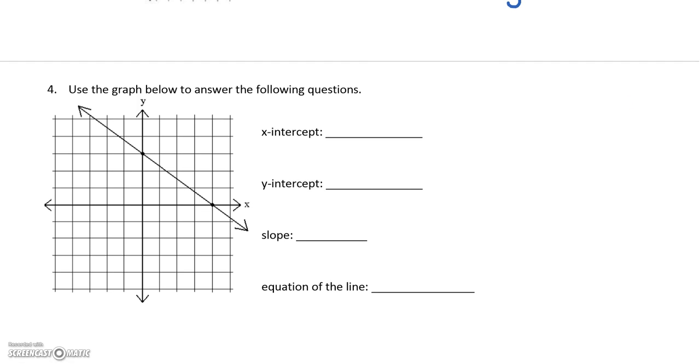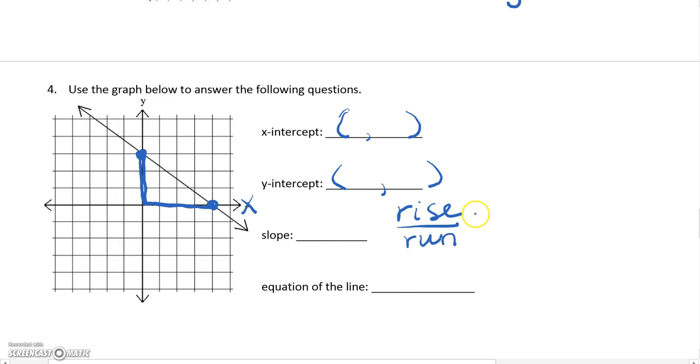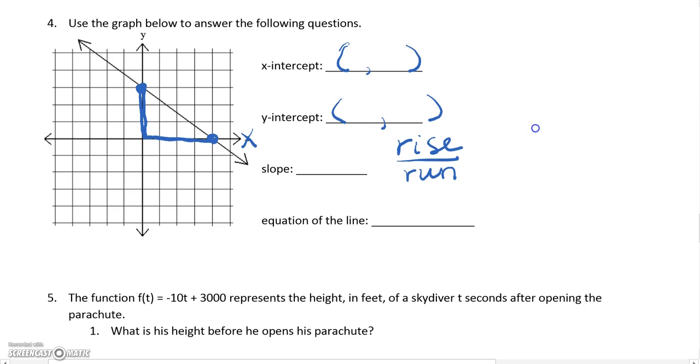Okay, this is the same thing. X-intercept is a coordinate, and it's on the x-axis right there. Y-intercept right there. And slope is your triangle, and it's rise over run. But remember, since it's going down, your rise value is going to be negative. So the slope is a negative slope. And then your equation, do the same thing as you did on the last one. mx plus b, plug in your 2 numbers for m and b.